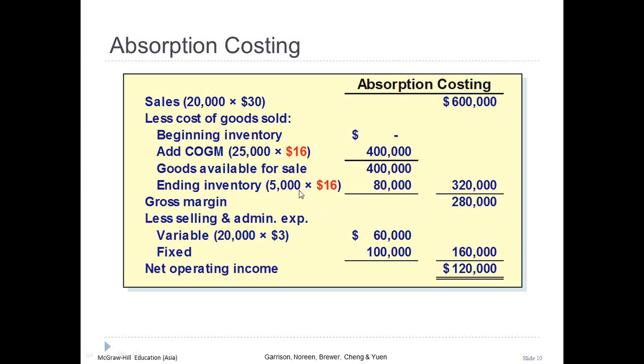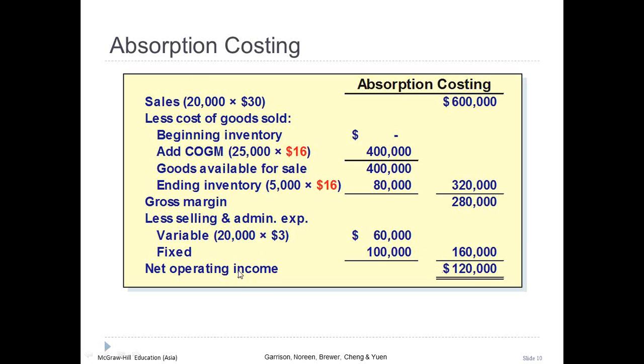Therefore, $320,000 is your cost of goods sold, fully loaded, fully absorbed. Gross margin is $280,000. Now we incurred selling and administrative expenses. The variable portion, $3 times 20,000 units, is $60,000. The fixed portion of selling and administrative expenses is $100,000. So these two combine to $160,000. Subtract that from the gross margin, and it gives you a net operating income of $120,000.